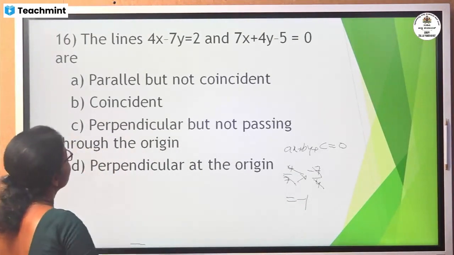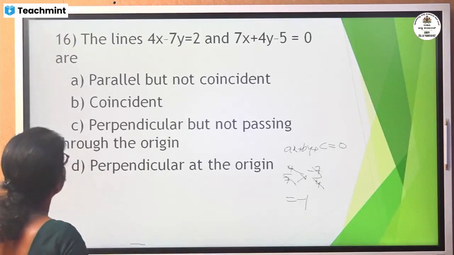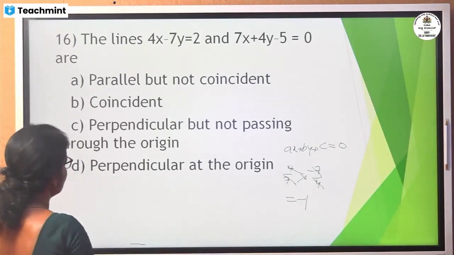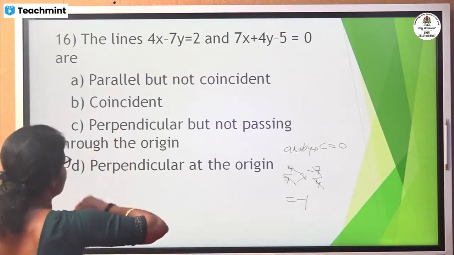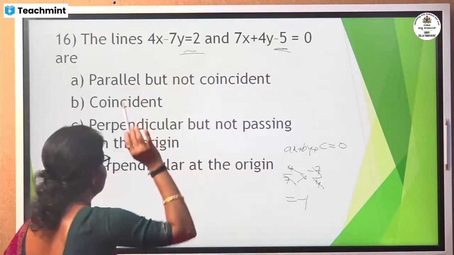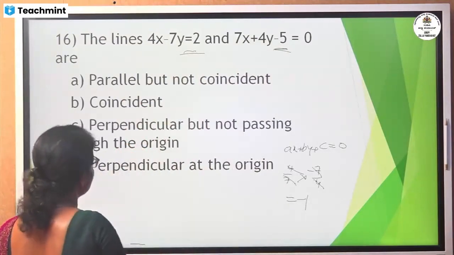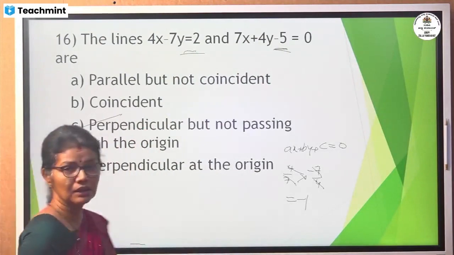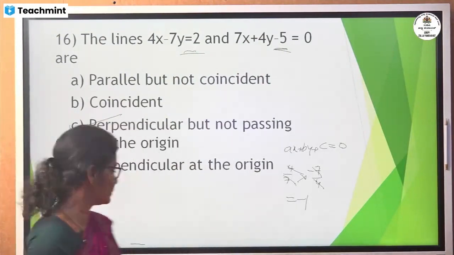One more thing. It is not passing through the origin because the constant is there, right? Here the constant is 2, here the constant is minus 5, right? So it is perpendicular, not passing through the origin.